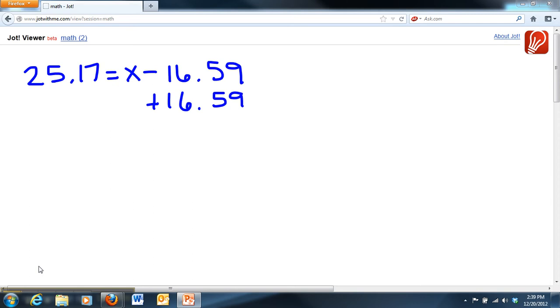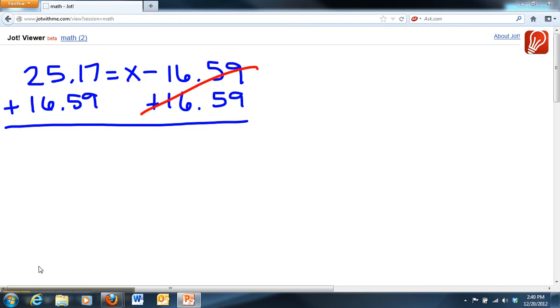So we're going to add 16 59/100 to the right side of the equation. But remember, whatever we do to the right side, we have to do to the left side of the equation so that things stay equal. It remains an equation. So we will add those, and when we add negative 16 59/100 and positive 16 59/100, those will go away. They become zero, and we have x all by itself on the right-hand side of the equation.